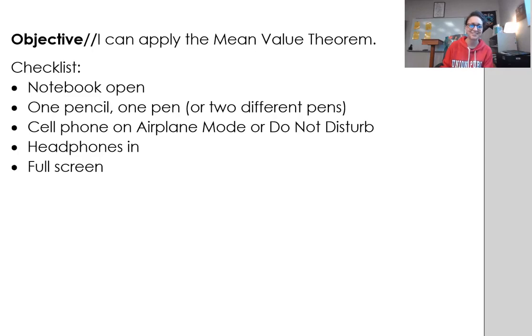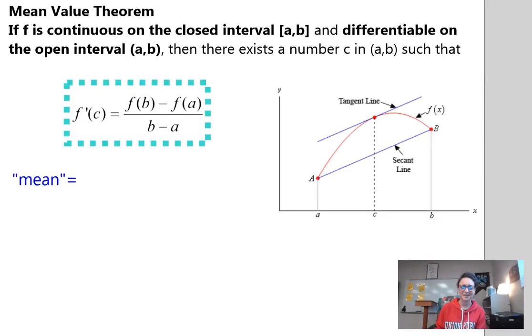So I'm going to force pause on your screen. You know what to do from here. I'm going to force another pause on your screen. Can you copy the mean value theorem? So from that first sentence as well as this box here.